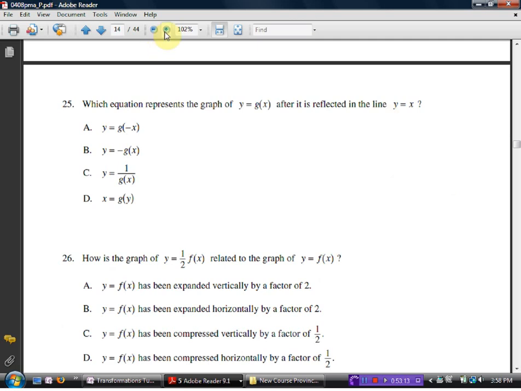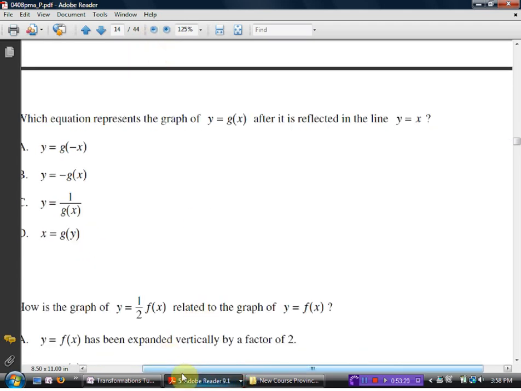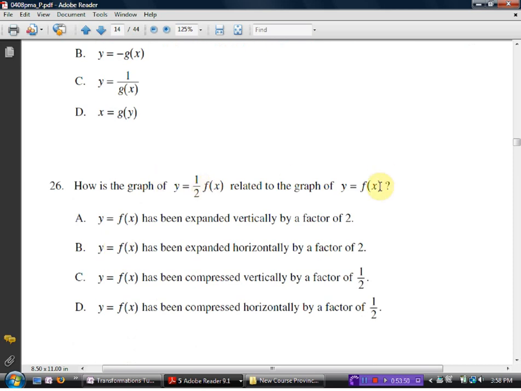But here's one, number 25. Which equation represents the graph of y equals g of x after it's reflected in the line y equals x? C? What's C? Reciprocal. Is that the same as inverse? No. So we have two ways we can write inverse. f inverse of x, or x equals f of y. Switch the x and y around. How is that graph related to that graph? Vertical or horizontal? Vertical. So right away you're crossing off B and D. Now it's a true or false question. You've got a 50-50 chance of guessing right. By a half or by 2? By a half.